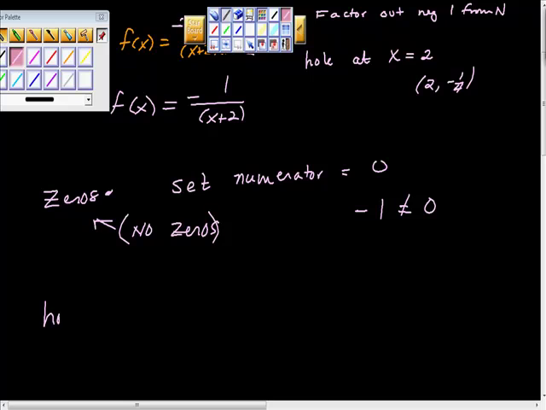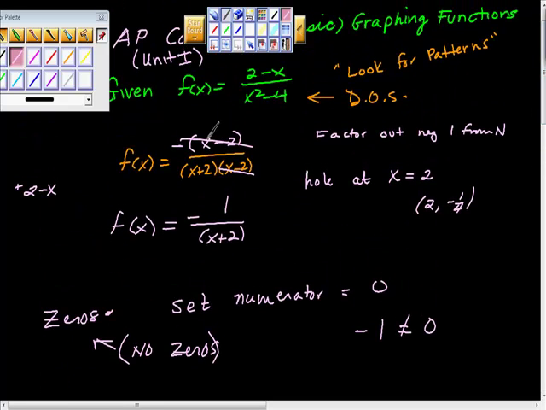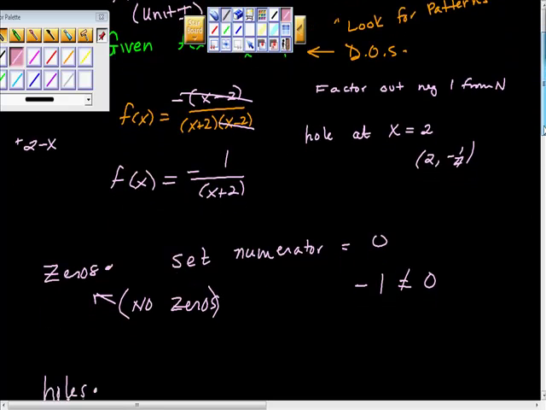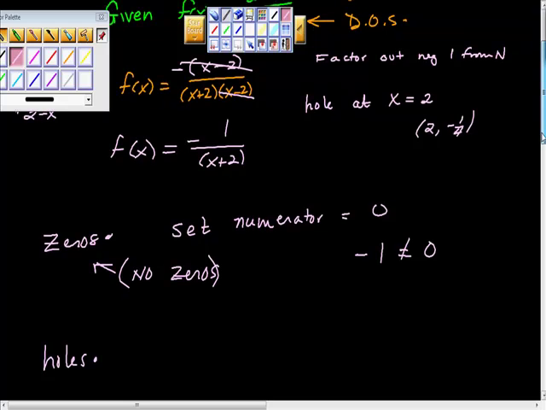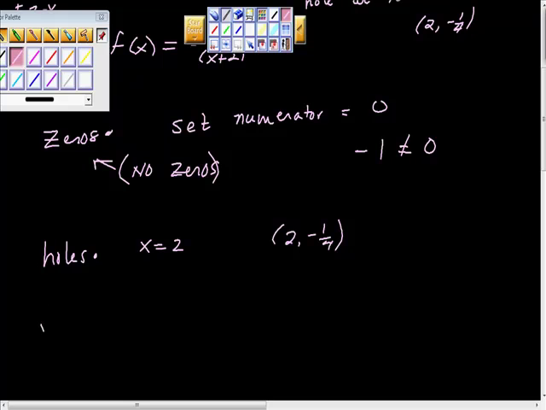Then holes. Well, we found the holes here, right? We removed them, and the hole existed at, go back up here to look for that hole, what number makes this 0? And it's at 2. So there's a hole at x equals 2, or the point (2, negative 1/4). Okay? The next question is vertical asymptote.